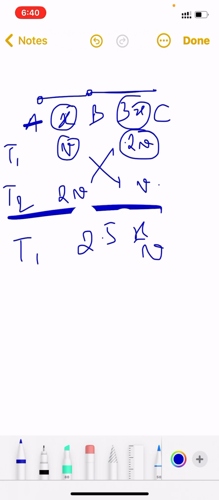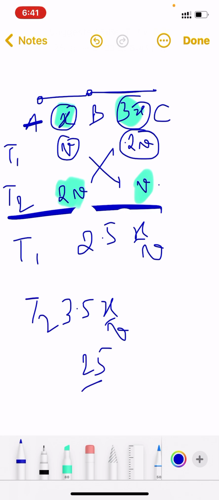For train 2, distance is x, speed is 2v, so 0.5 x by v, and then 3. This will be 3 by 1, so 3. So this can be written as 3.5. Directly we can write 3.5 x by v. So time 1 by time 2 will basically be 25 by 35, that is 5 by 7. That's it. Done. This is the answer. Now let's come to question number 7.